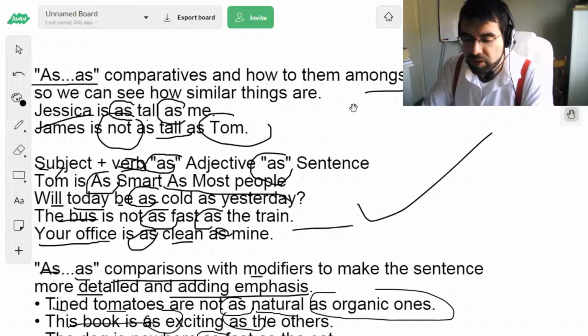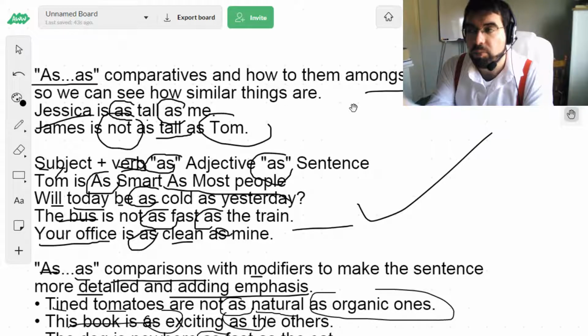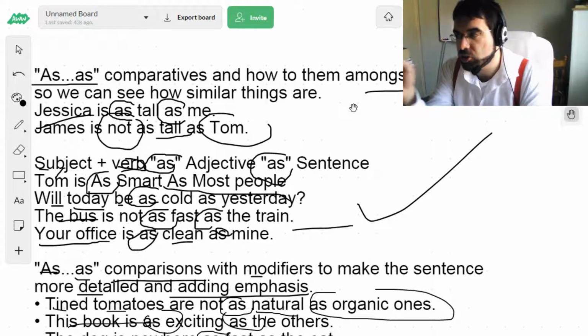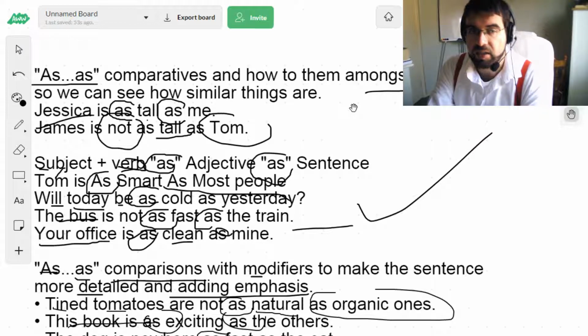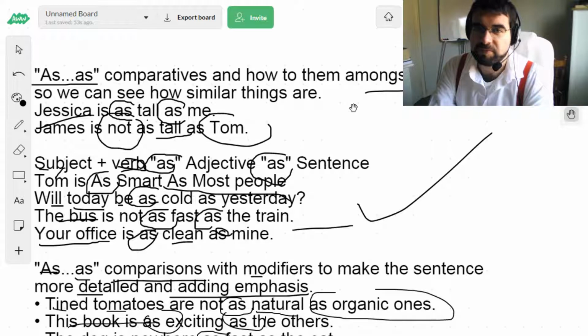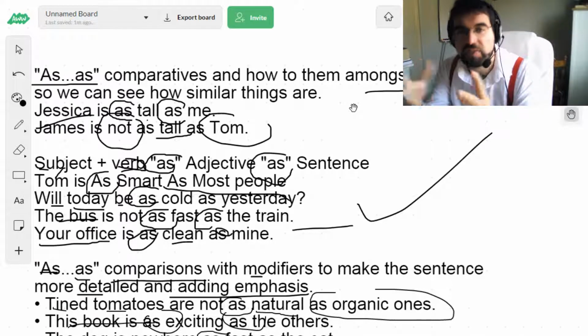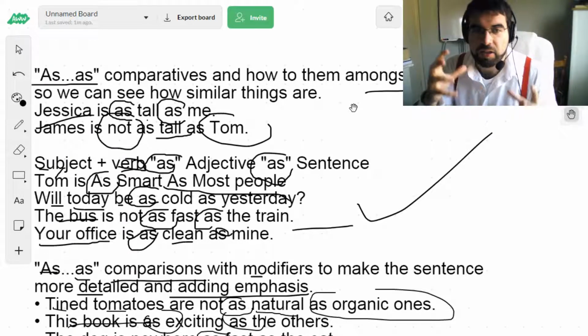Or we could say simply that he is not as tall as me, but he is as tall as Tom, but not as tall as me. He's not as strong as me, but he is as strong as James. Jessica is not as old as me, but she is as old as Sophie. As compares things, how they differ. Very interesting, very useful when comparing adjectives and using comparatives.